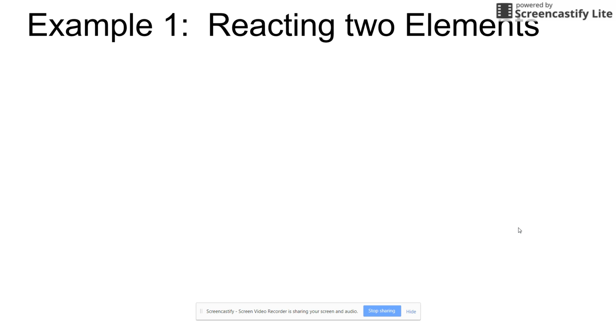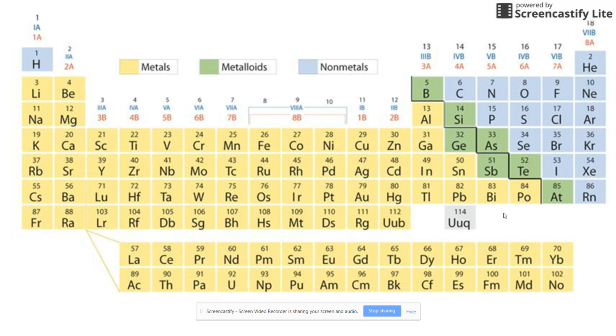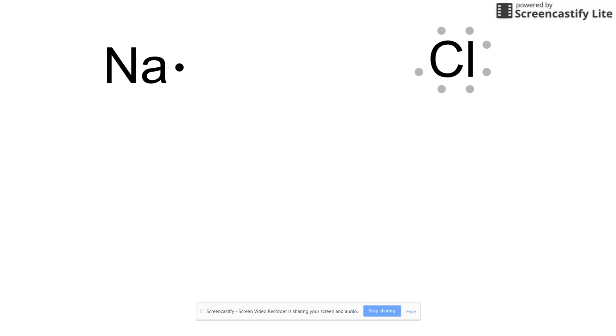So let's look at an example so we can predict how the ionic bond will arise. Sodium and chlorine, if those were to react. You look at your periodic table. Sodium's in group one, that means it has one valence electron. Chlorine is in group 17, that means it has seven valence electrons. So you write the symbol and represent the valence electrons as dots: one dot on sodium because it's in group one, then seven dots on chlorine because it's in group 17.